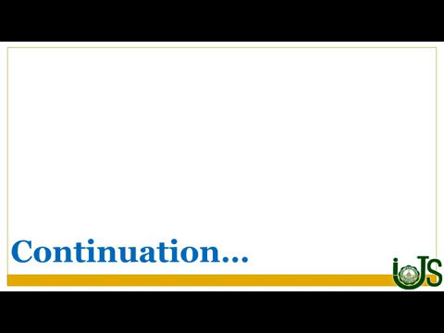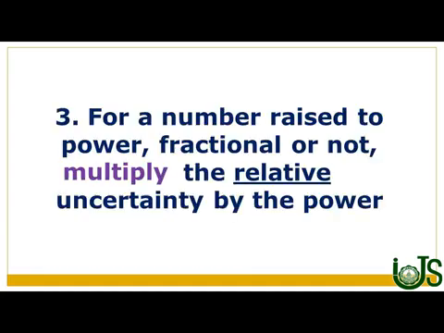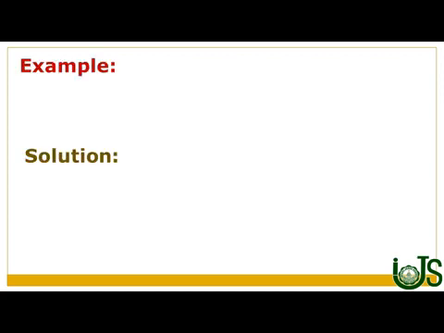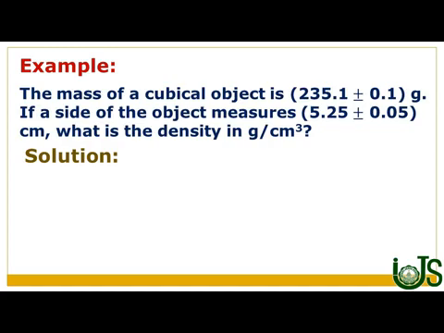So from the previous video, we ended on the approximation of the second rule: if you are going to add or subtract, you need to report your answer to the least number of significant figures based on the data given. For the third rule, if a number is raised to a power, either fractional or not, you need to multiply the relative uncertainty by its power.